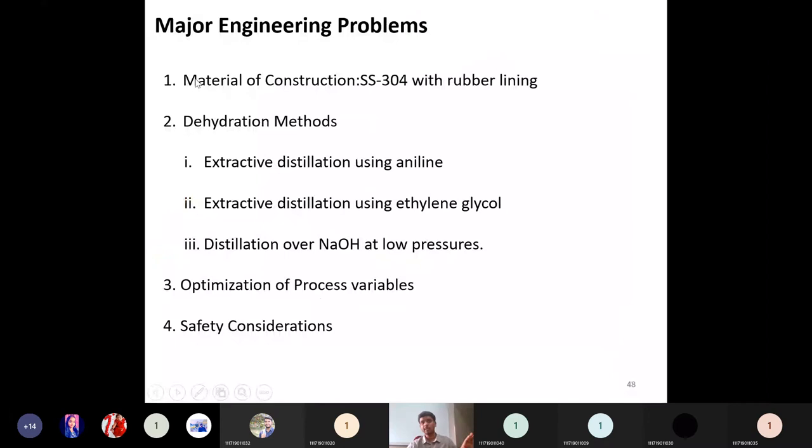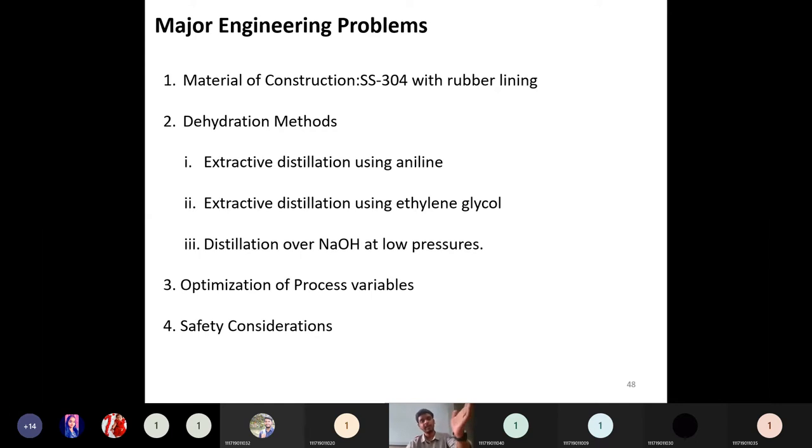So once again, I am summarizing. The first major engineering problem is material of construction. Since chlorine, hydrazine, sodium hypochlorite, and whatever ammonia products are there, NH4Cl, NHCl2, NH2Cl, all of these are corrosive products. Because of these corrosive products, the chlorination unit, the NaOCl reactor as well as the hydrazine reactor need to be constructed using high quality stainless steel, that is SS304 with rubber lining only.